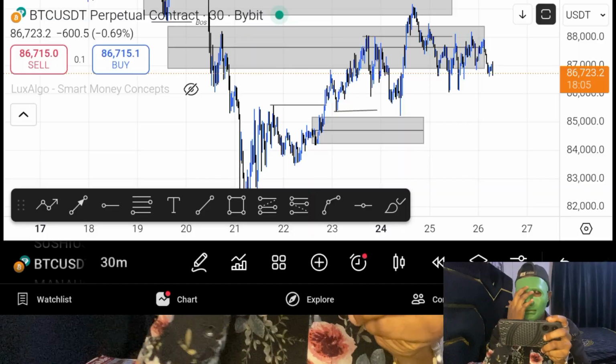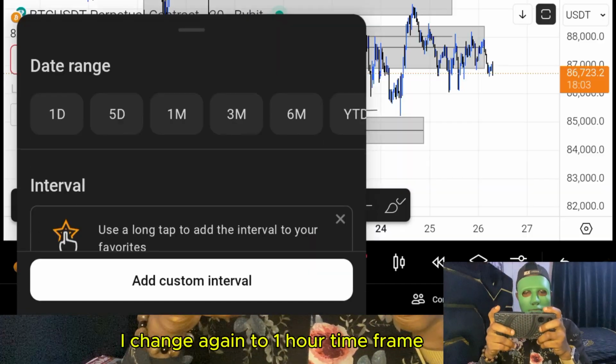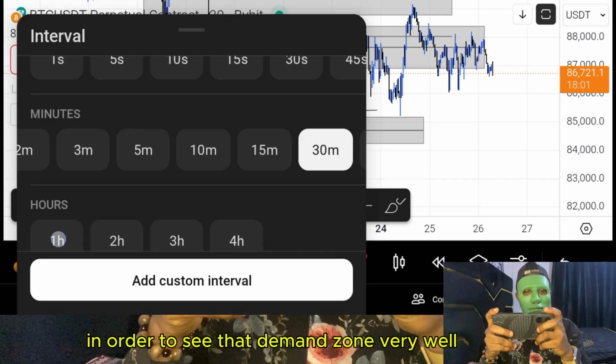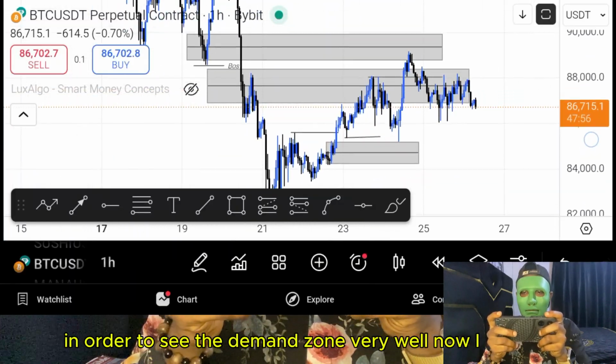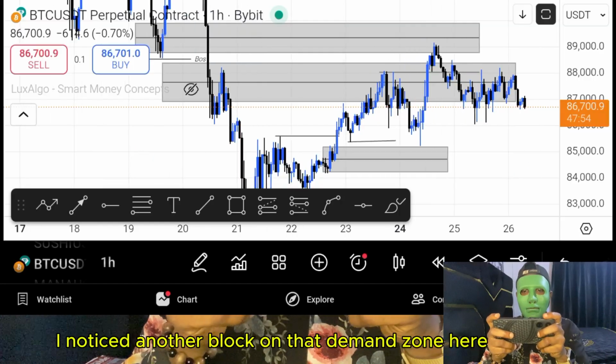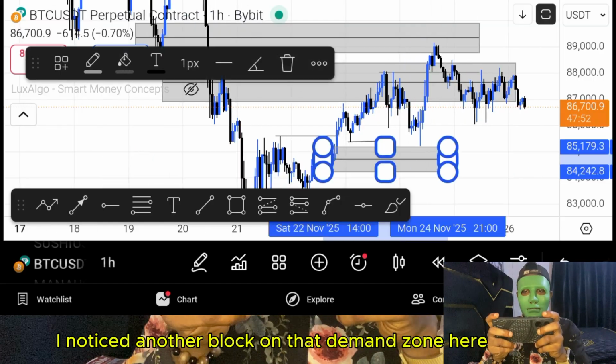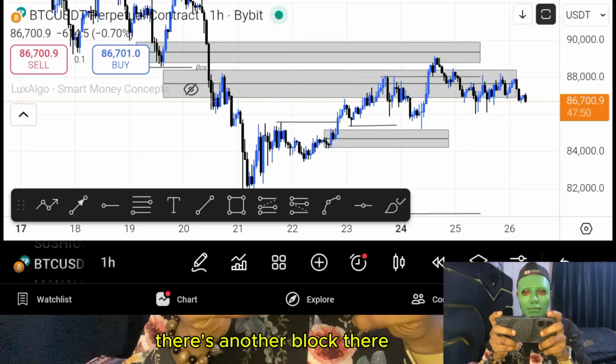What did I do? I changed again to the 1 hour time frame in order to see that demand zone very well. Now I zoomed out. After seeing it, I noticed another block on that demand zone, which I marked with this rectangle. There's another block there.